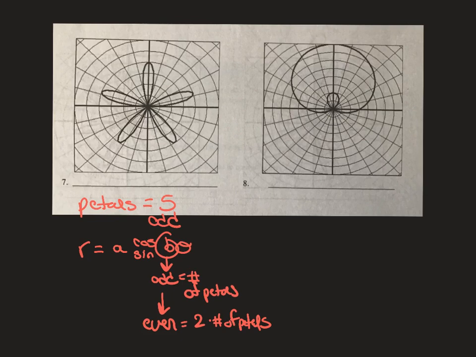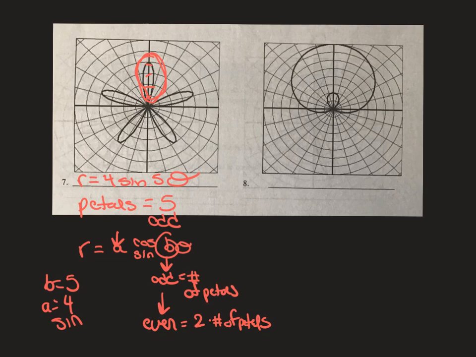Okay, so we know right now that my B equals 5. And then the A out front right here is the length of the petal. So we can just count 1, 2, 3, 4. So my A equals 4. And then we need to figure out whether it's going to be sine or cosine. Because we have one petal right here that's perfectly on the y-axis and none on the x-axis, we're definitely going to use a sine. So my equation here is going to be r equals 4 sine 5 theta.